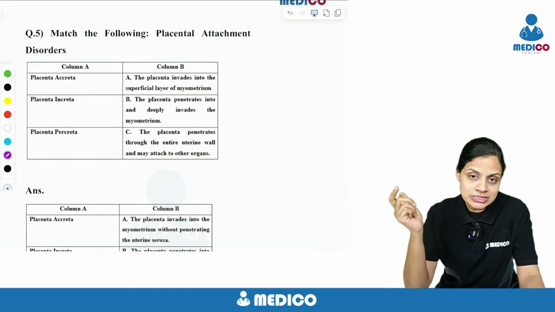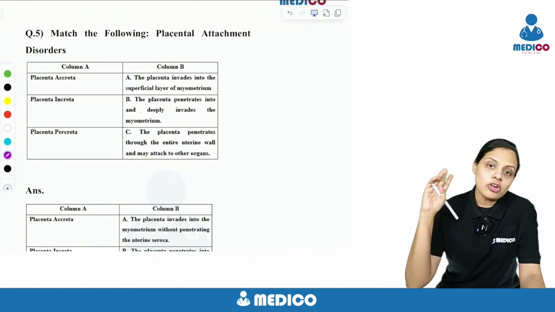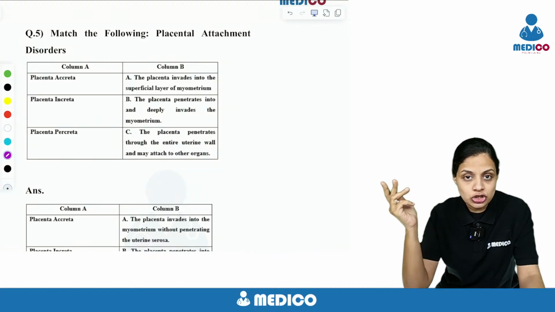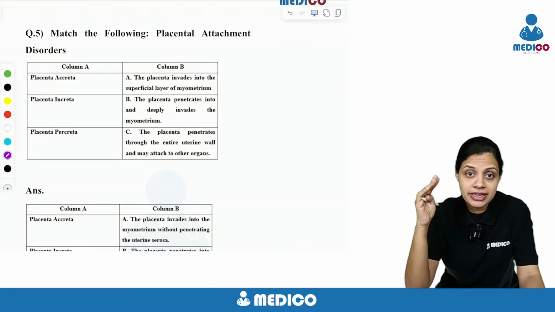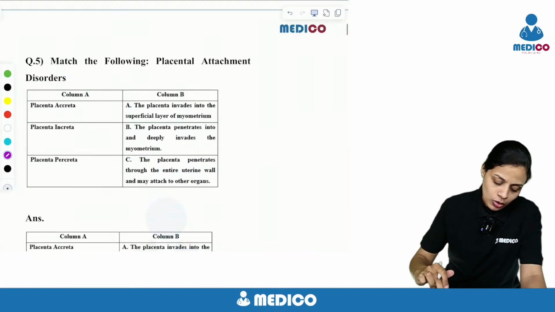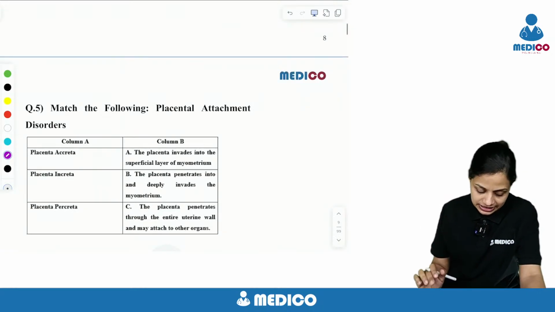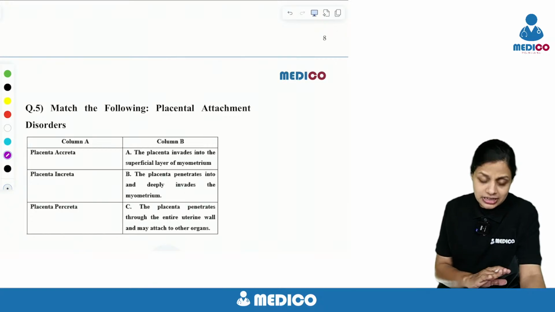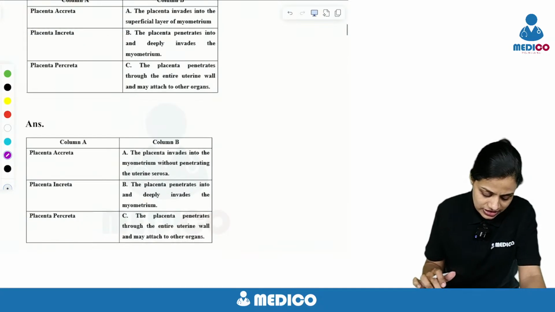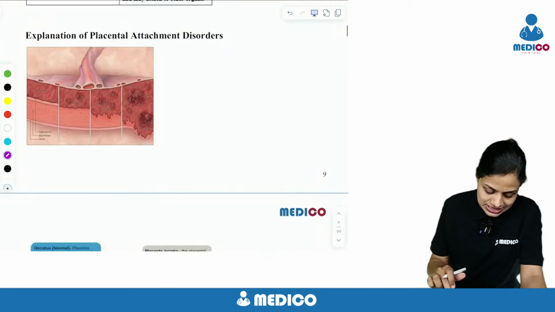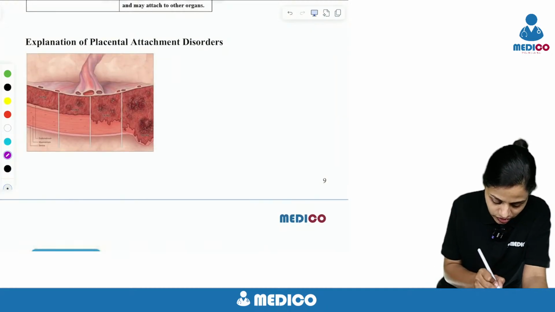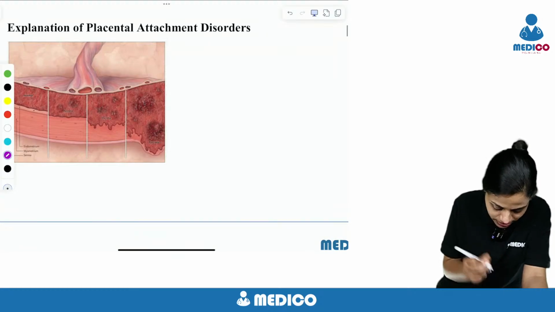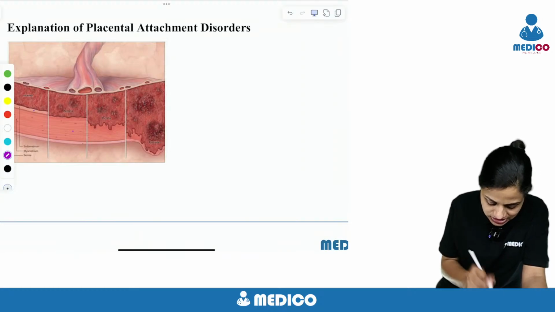Placental attachment disorders. You've got three different kinds of attachment disorders, which together are called the placenta accreta spectrum, or the PAS. These are the accreta, the increta, and the percreta. What are these? In placenta accreta, what do you see here? This is the placental bed, with the endometrium, the myometrium and the serosa.